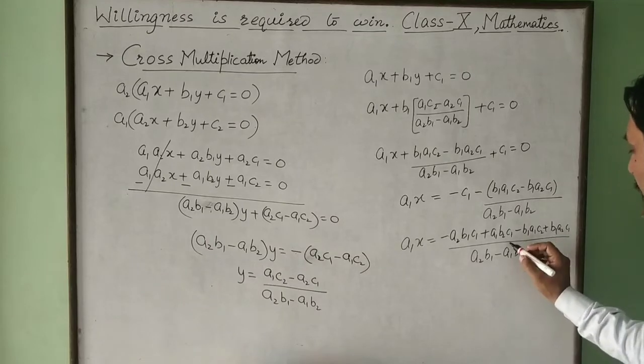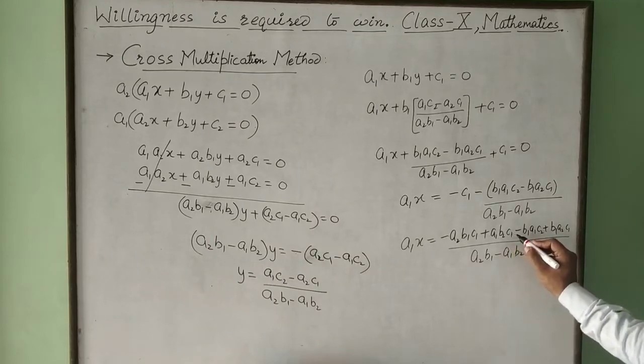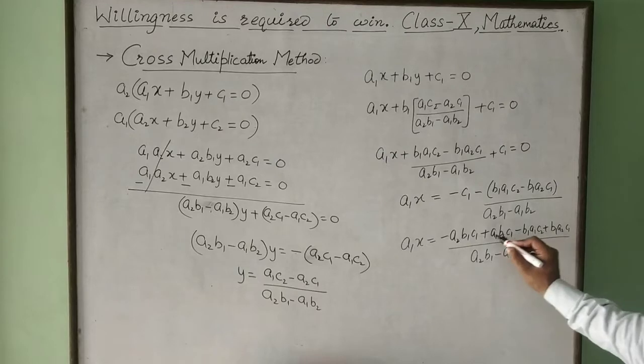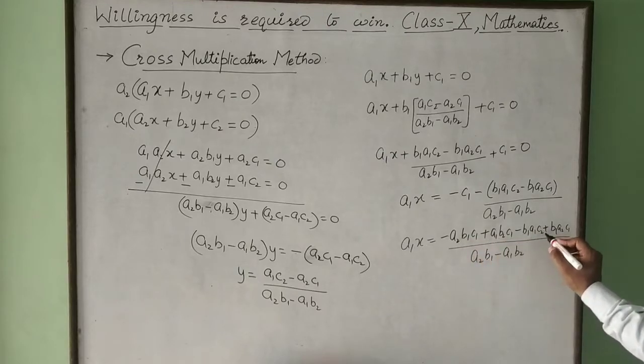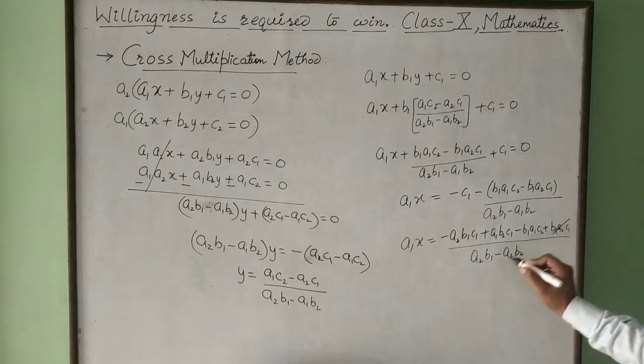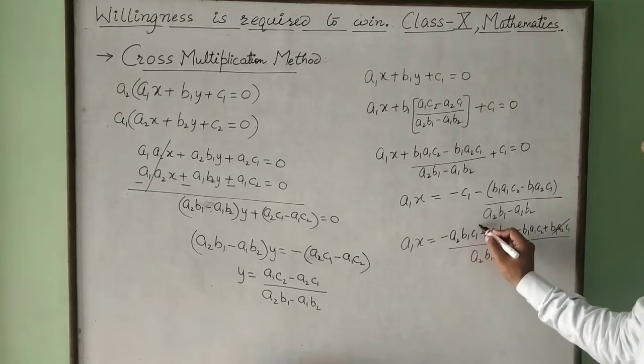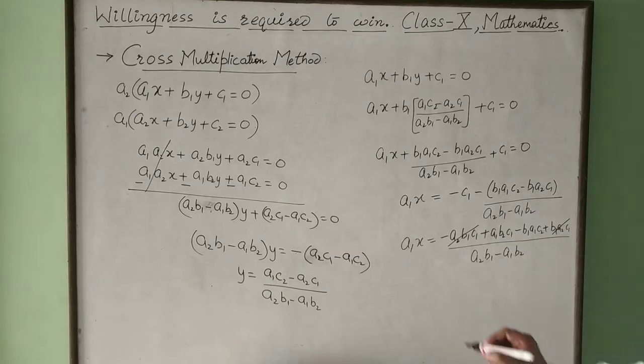So here if you can see, we have a2 b1 c1 positive and a2 b1 c1 negative. They will cancel each other out.